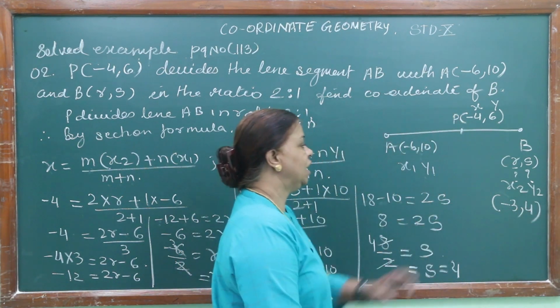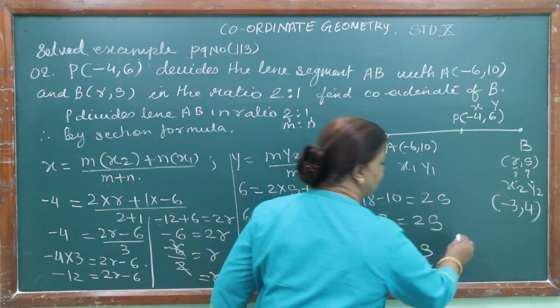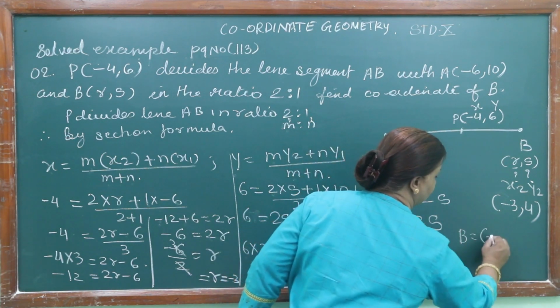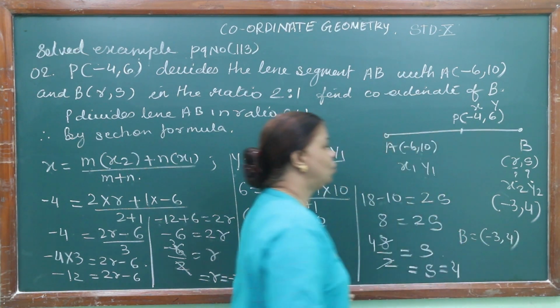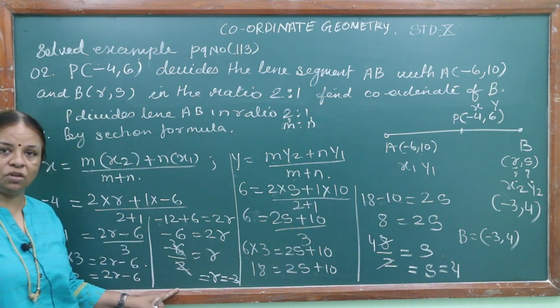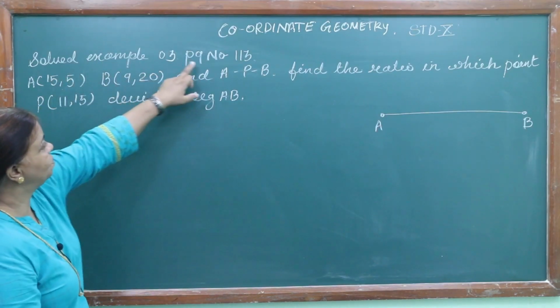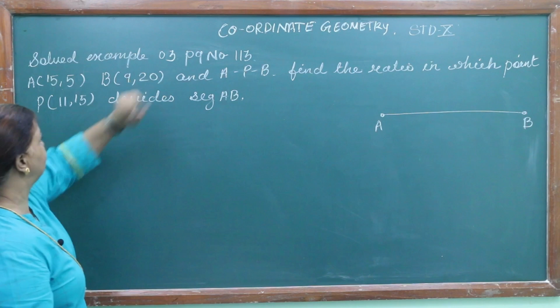So we got the coordinate of point B. So finally B coordinates are minus 3, 4. You can pause the video, children, and you can solve the sum. Solved example 3 from page number 113 of your textbook, children.